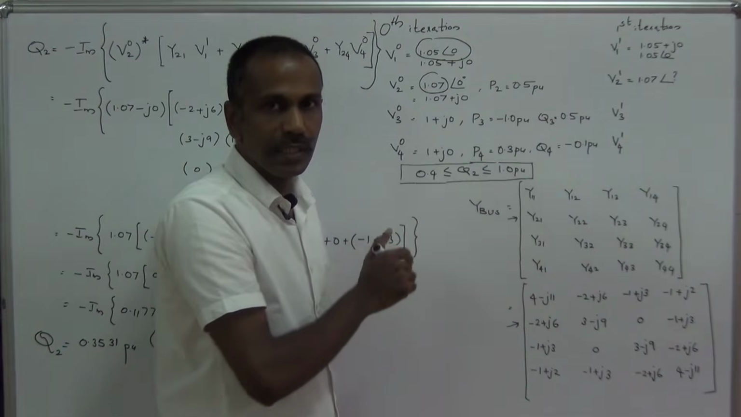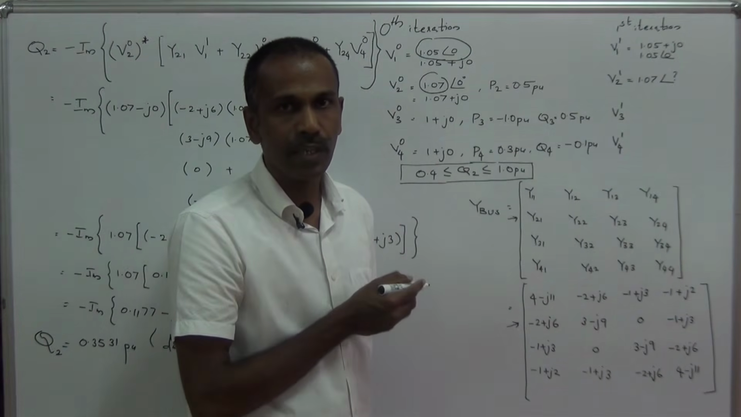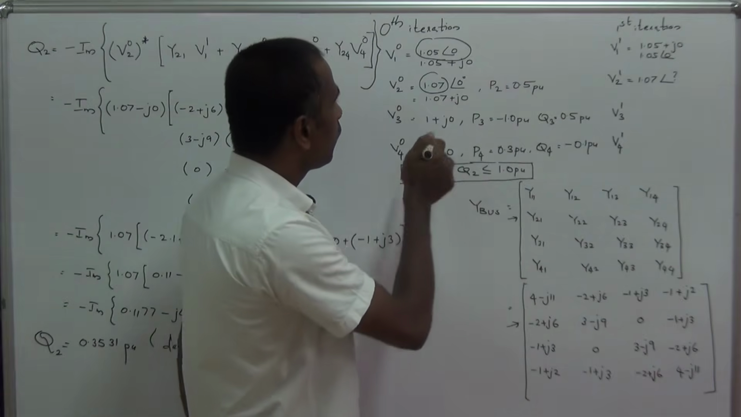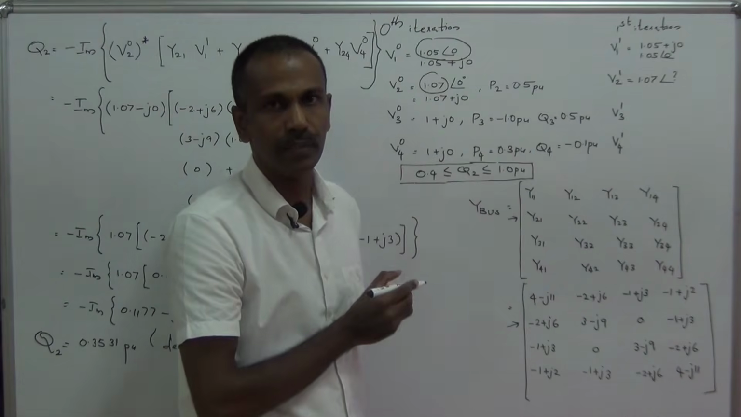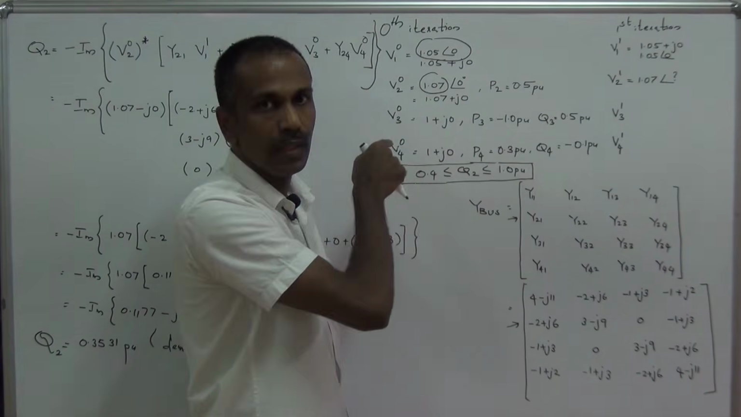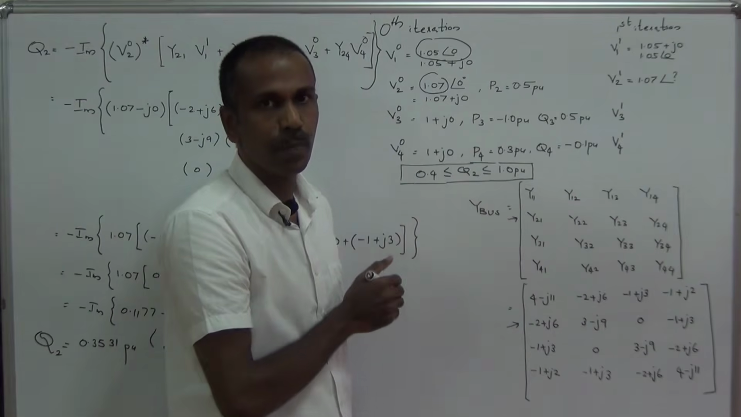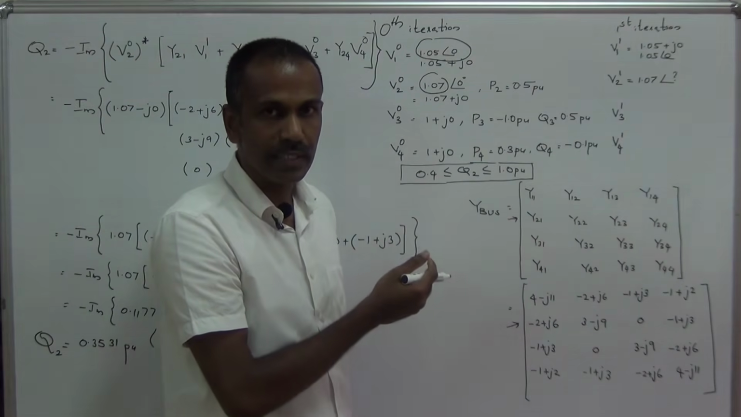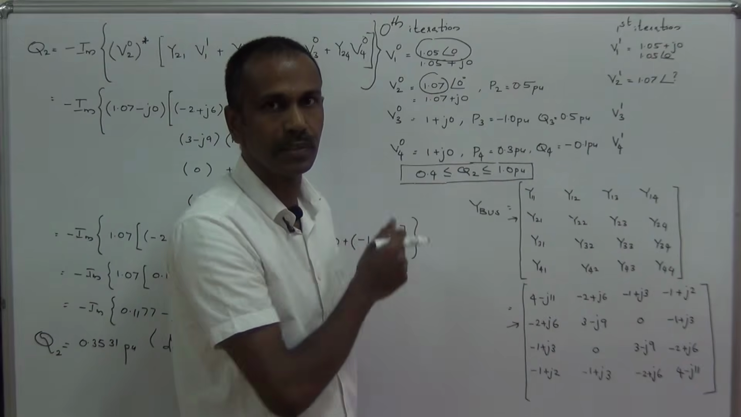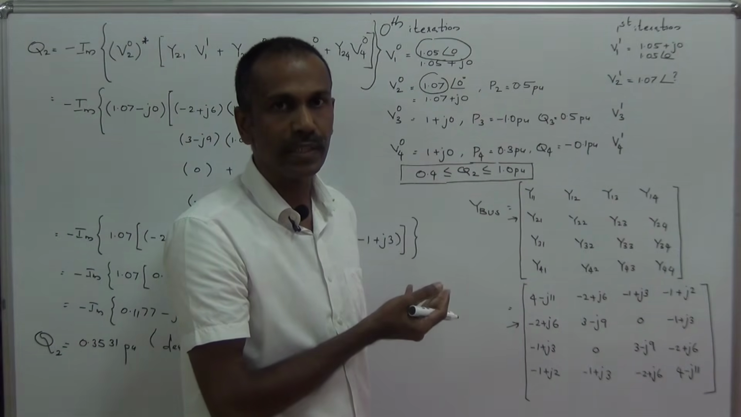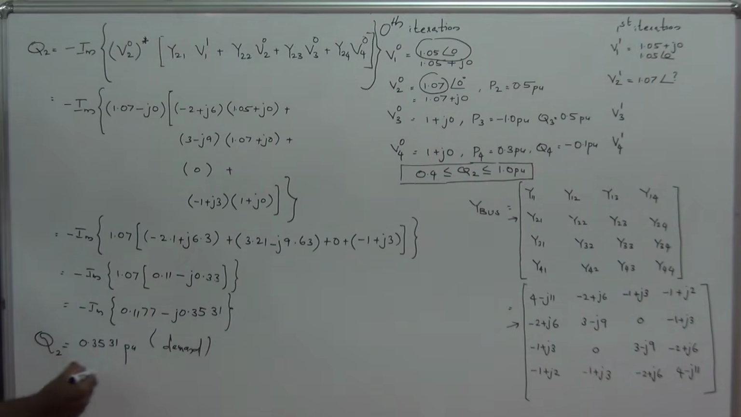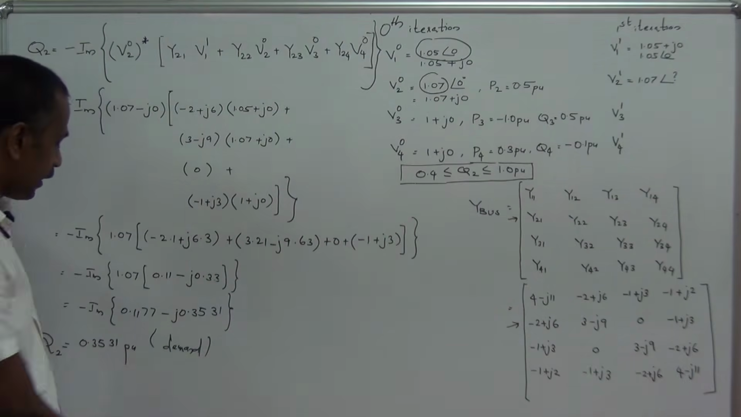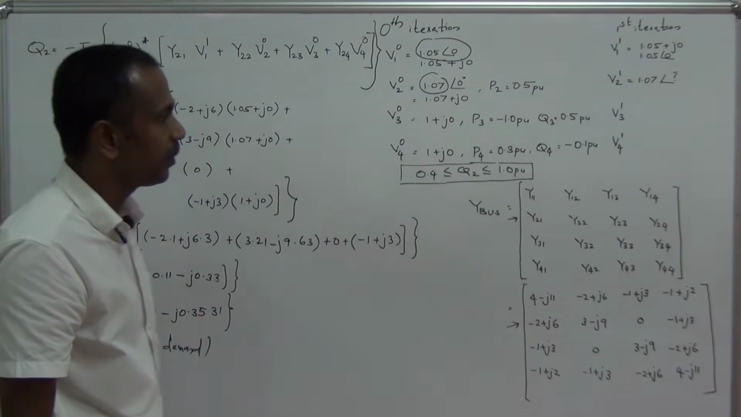We call the second bus a generator bus or a voltage controlled bus because the voltage of the second bus can be maintained at 1.07. This is the desired voltage. This can be maintained at 1.07 because of the sufficient reactive power generation at the second bus. But now, unfortunately, this machine cannot produce the sufficient reactive power. This is my demand, 0.3531. But this machine cannot produce 0.3531 per unit reactive power.